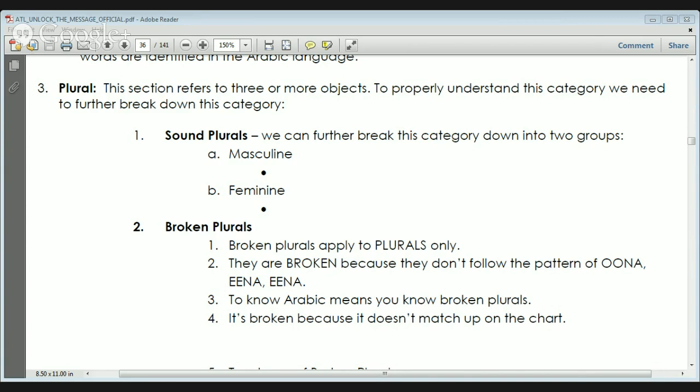It's 3 down. Muslimun, Musliman, Muslimin. Muslimani, Muslimaini. Muslimuna, Muslimina.